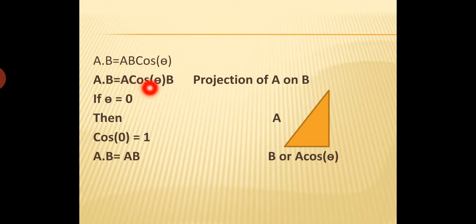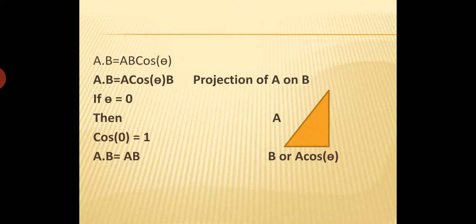This a cos theta means the projection of a on b. Let us suppose we have two vectors, this one vector a and on x axis vector b. Then the projection of this vector a on x axis will be a cos theta.